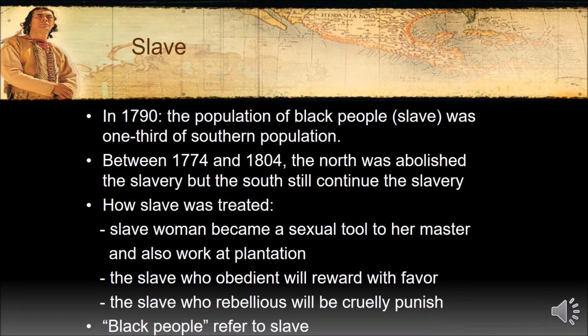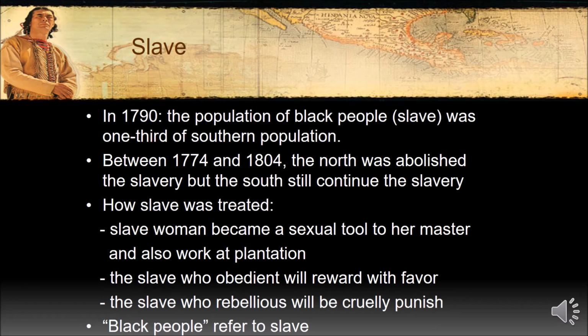In 1790, the population of black people, who were slaves, was one third of the southern population. Between 1774 and 1804, the North abolished slavery, but the South still continued slavery.